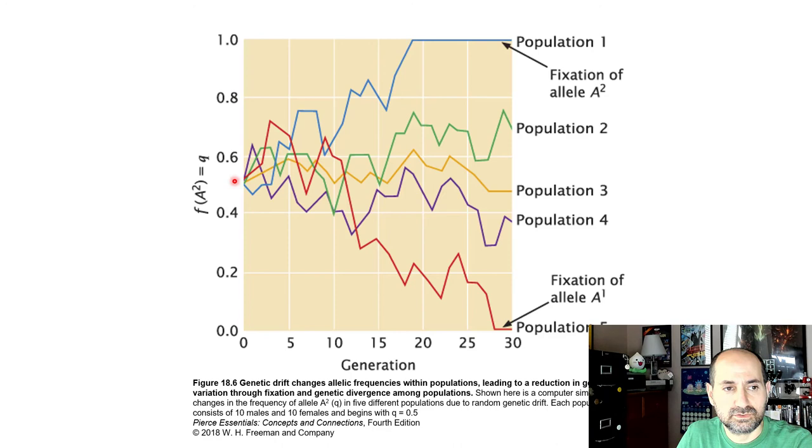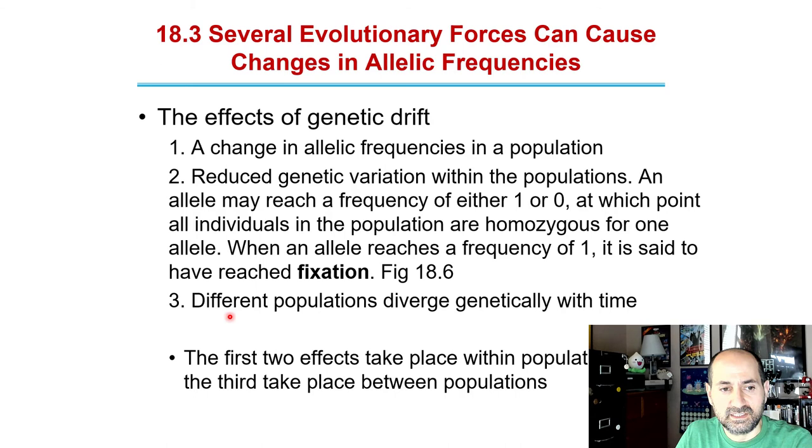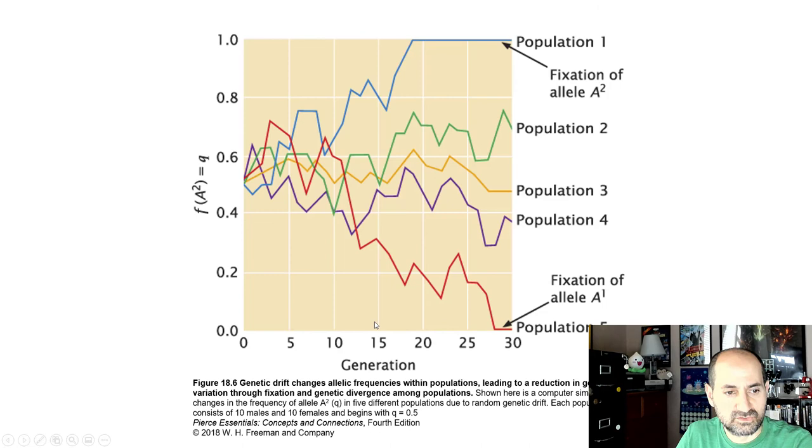And after 30 generations, you could end up with a population where you fixed allele 2. So allele 2's frequency has become 1. You could just as easily end up with a population where you've lost allele 2 and you fixed allele 1, right? You could have any combination of events, any value in between, right? Does that make sense? Again, showing you point 3. Different populations diverge genetically with time due to genetic drift, due to these small populations.